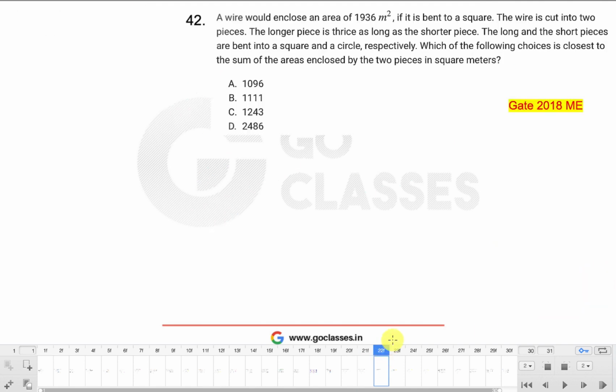Next question. This is a question of GATE 2018. A wire will enclose an area of 1936 meter square if it is bent to a square. It means the area of the square is 1936. The wire is cut into two pieces. Okay, the longer piece is thrice as long as the shorter piece. Okay, two pieces are there. This is longer, this is shorter. If this is L, this is 3L.